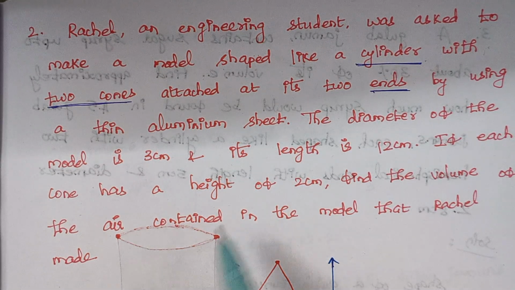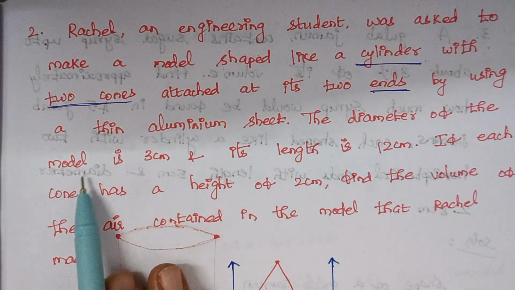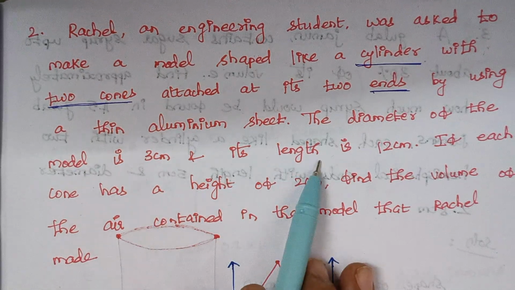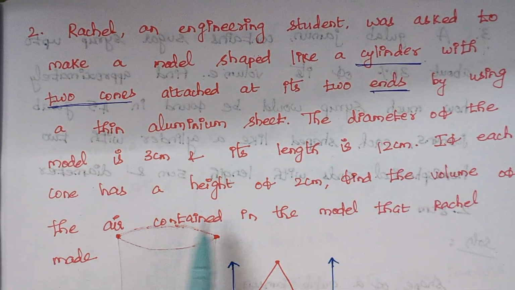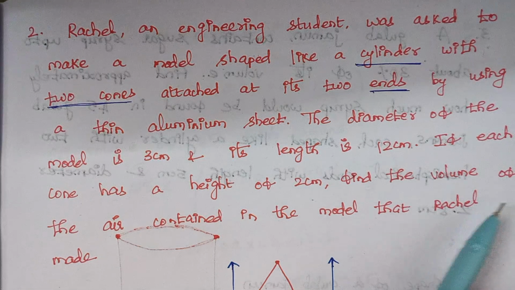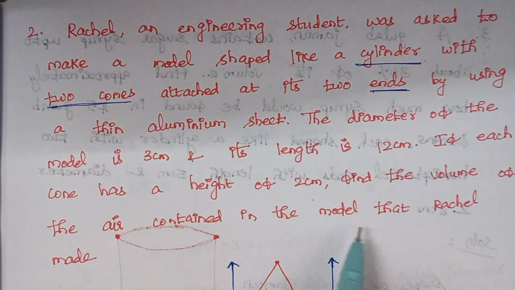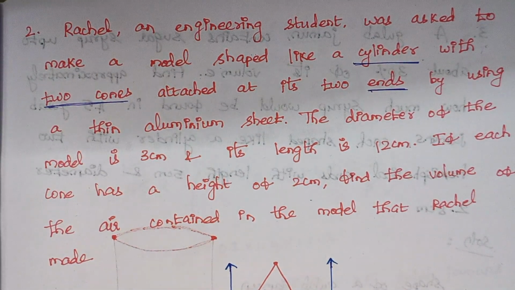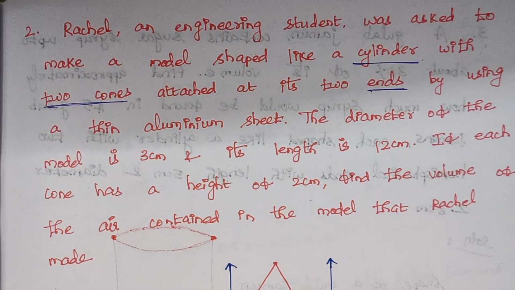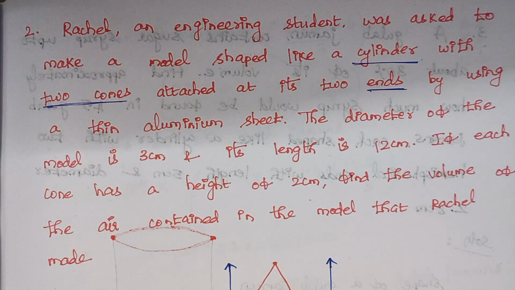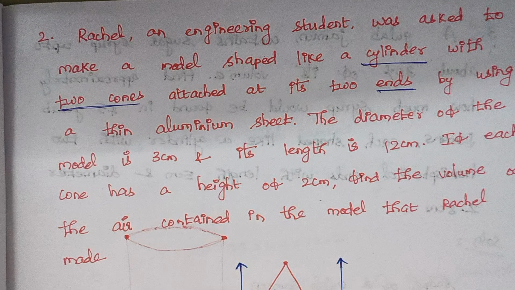Right. The next thing is, the diameter of the model is 3 centimeter and its length is 12. If each cone has a height of 2, find the volume of the air contained in the model that Rachel made. Right. So here we are having a cylinder and on both the ends of the cylinder we have two cones attached to it. Right. And the parameters are given here.